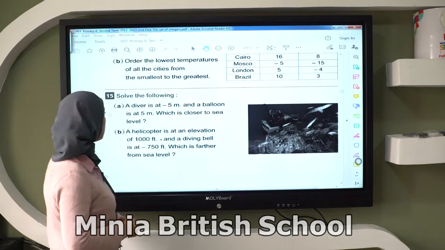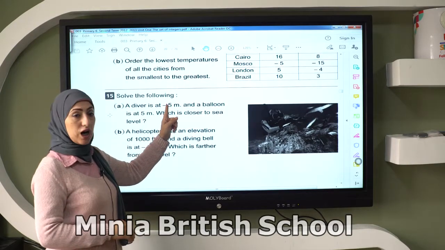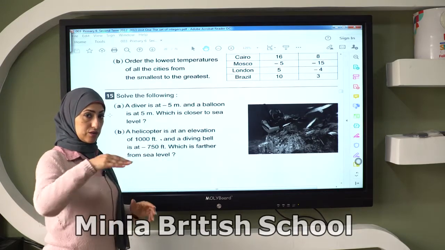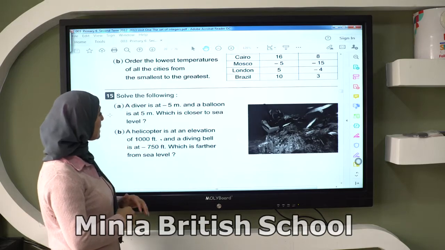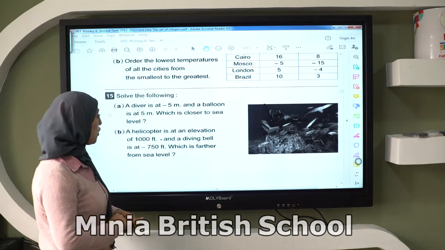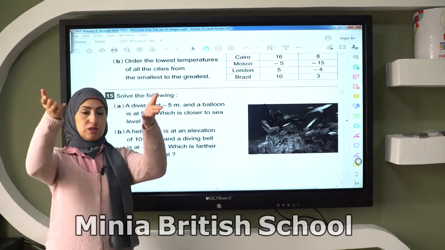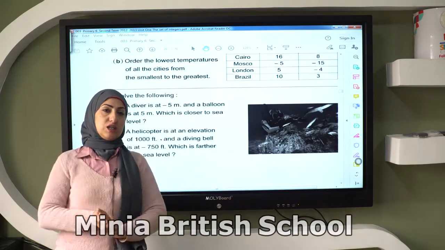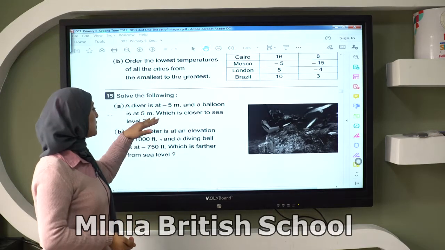Solve the following. A diver is at -5 meters. Okay, that means he is under the sea. And a balloon is at 5 meters. Which is closer to sea level? Balloon, it means it's above the sea level, of course. So, which is closer to sea level?